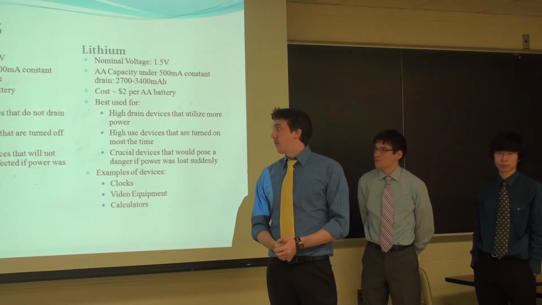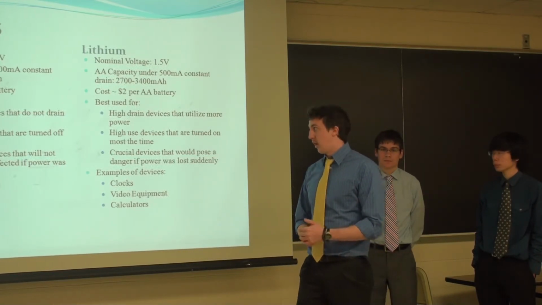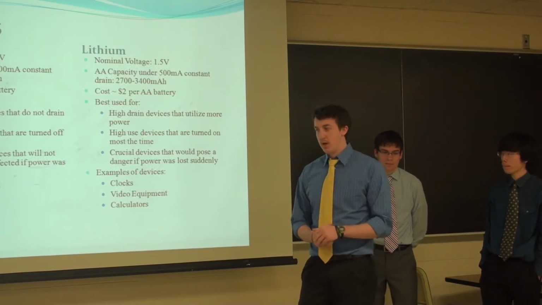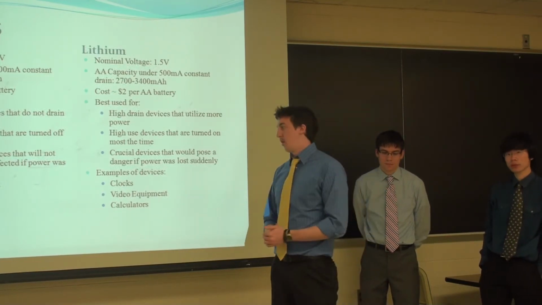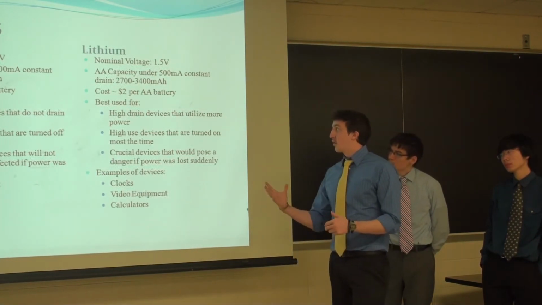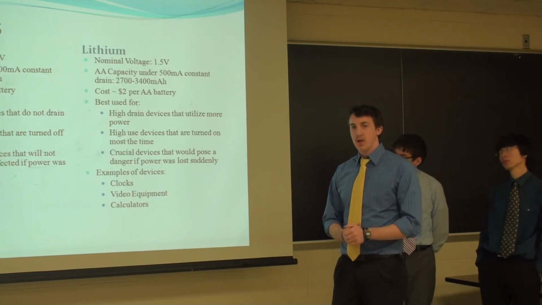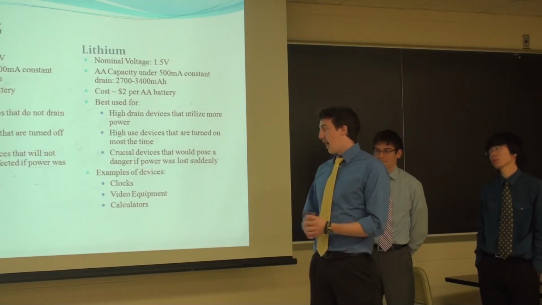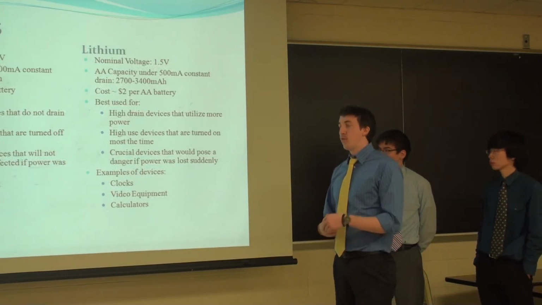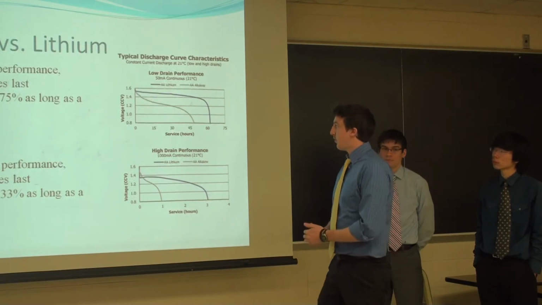In addition, alkaline batteries are better for low use devices and low drain devices. These are devices that aren't turned on all the time and don't need to be constantly running. Examples would be flashlights and remote controls. On the other hand, lithium batteries are better for high drain devices and devices that need to be running all the time, such as clocks and video equipment. Your smoke detectors in your house need to be running constantly. So those are things to consider.